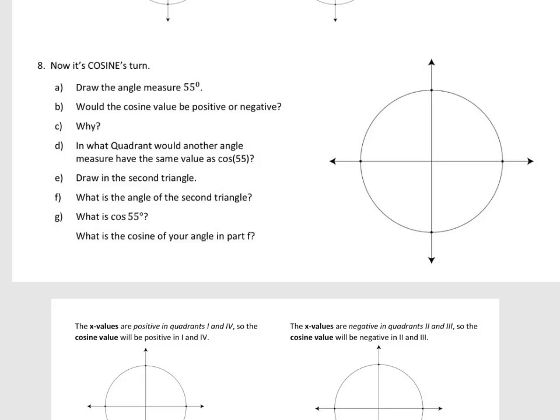So this video is going to be very similar to our last one on sine, but we're going to be using cosine instead. So let's draw in an angle of 55 degrees. What would the cosine value be? You think it's going to be positive or negative?